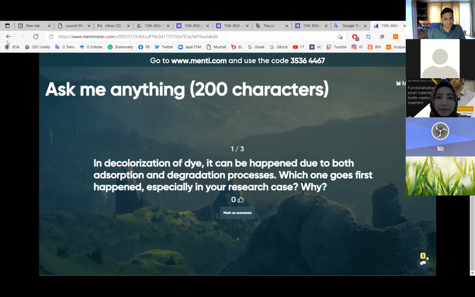In the decoloration of dyes, it can happen due to both adsorption and degradation process. Which one goes first, especially in your research case? In our case, in MoS2 TiO2 systems, we particularly choose adsorption first. Adsorption at higher loading and photocatalysis at the lower loading.